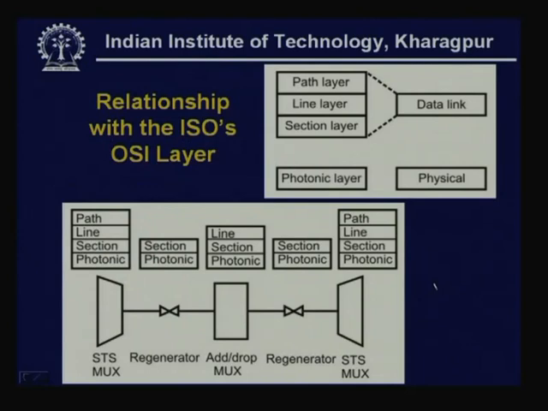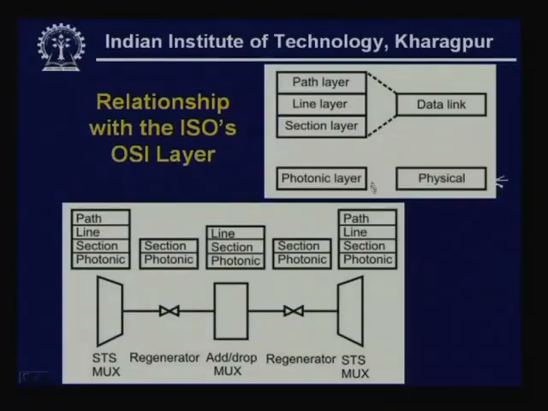Let us see what is the relationship of this 4 layer SONET model with the ISO's OSI layer. We know that ISO's OSI layer has got 7 layers. The lower 2 layers are physical and data link. So, the photonic layer belongs to the physical layer, where it decides the signal level, distance and all these parameters for physical transmission of optical signal. So, that is done in the photonic layer.